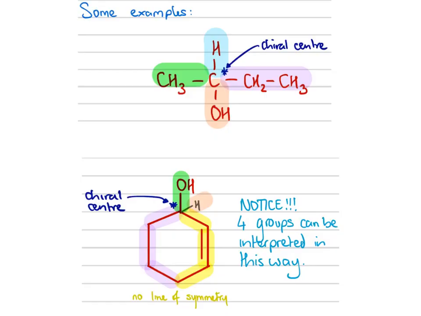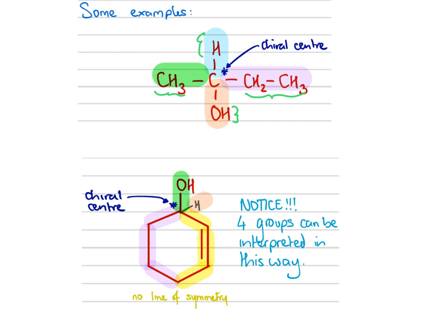Okay, so how could you spot something like that in an exam question, or just on any organic molecule? So I want us to look at the top one first. The top one is probably the easiest to recognize. I've used the colours to show that we've got 4 different groups. So we have got an ethyl group, we've got an OH or a hydroxy group, we've got a methyl group, and we've got a hydrogen.